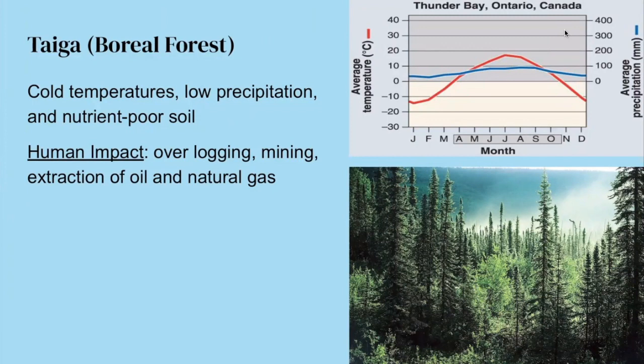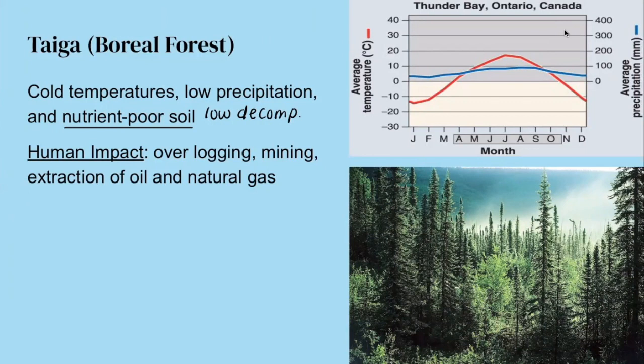It's a little bit warmer in the summer than the tundra is, and it still has really low levels of precipitation. And this nutrient poor soil, this again comes because we have really cold temperatures, meaning we have low decomposition. And decomposition is what returns nutrients that are found in living organisms to the soil. So when we have low rates of decomposition, we have nutrient poor soil. So that's another characteristic of the taiga biome.